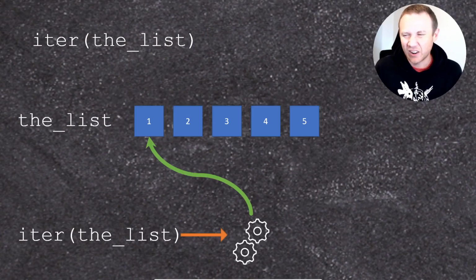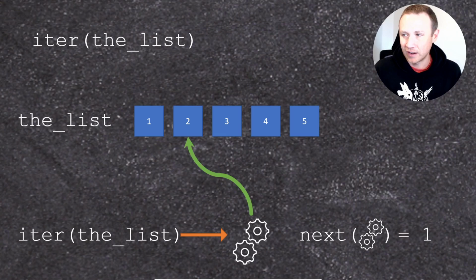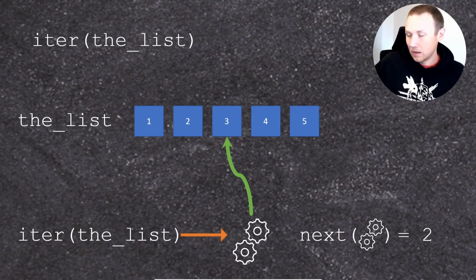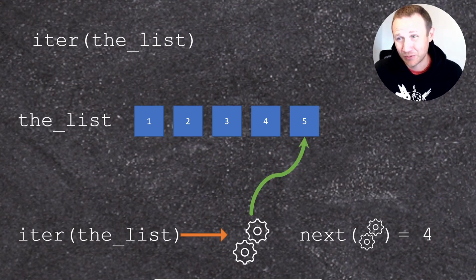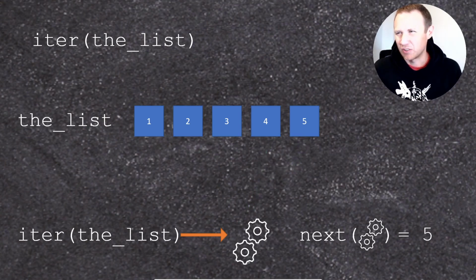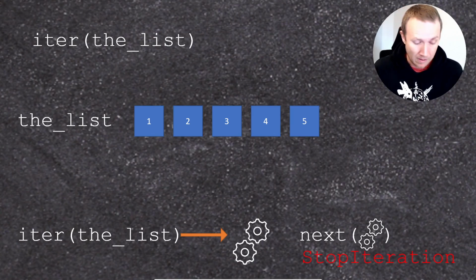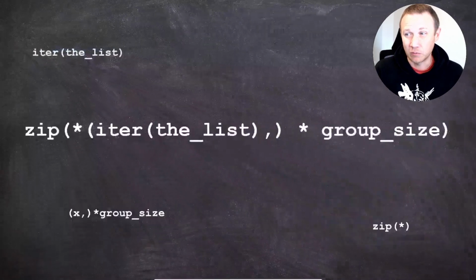So we can think about it in our head like this: we create an iter on the list. It creates this, I'm showing these gears as my iterator object, which now points at the first object in the list. Then I call next on it and I get 1 back, and the iterator updates and points at 2. I call it again and I get 2 back, and now it points to 3, and I get 3 back and it points to 4, and then I get 4 back and it points to 5. I get 5 back and it points at nothing. So the next time I call next, I just get a StopIteration. So that's how iterators basically work.